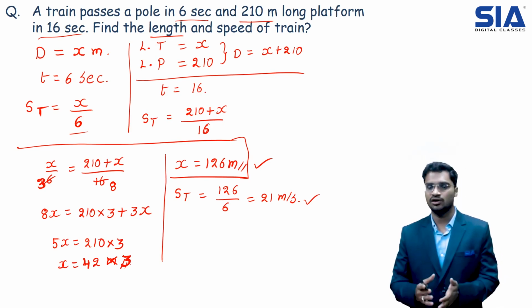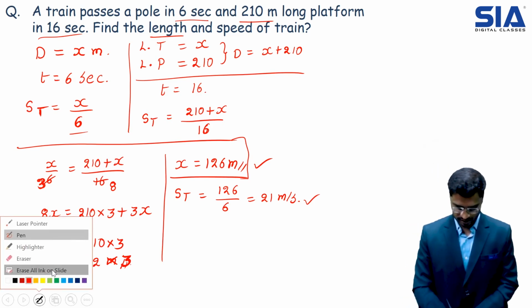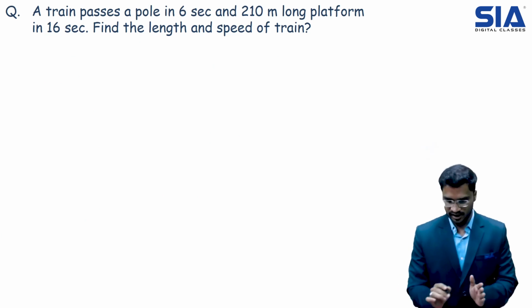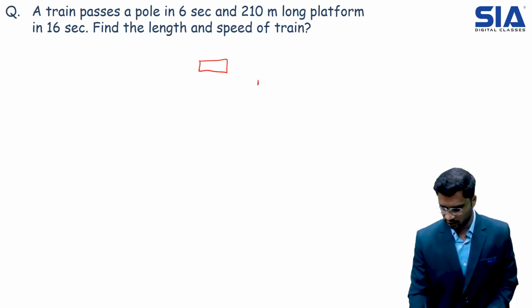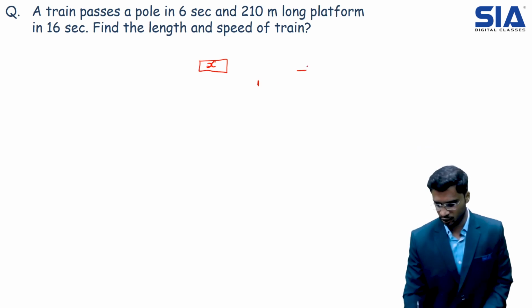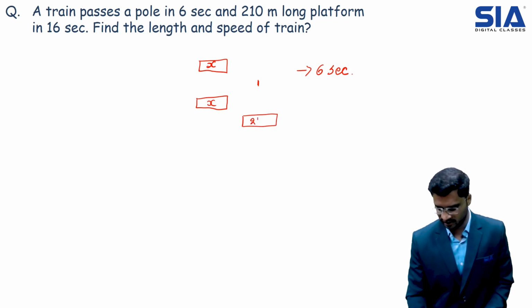This question can also be solved using a little bit tricky approach. Let us solve it with the help of a little bit of a trick. So I'm erasing this particular ink on this slide. So let us see. In our question it said that a train is crossing a pole. The length of the train is x meters. It is crossing a pole in 6 seconds, and that same train is crossing a platform of length 210 meters in how many seconds? 16 seconds.